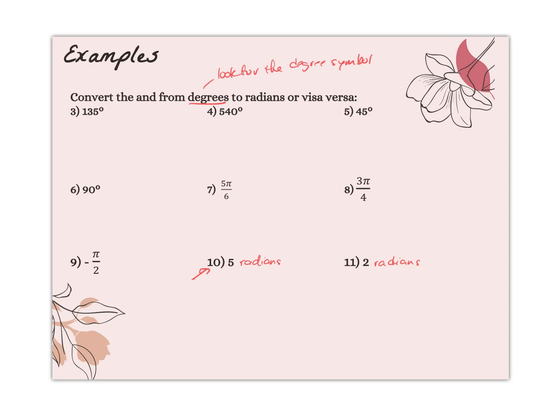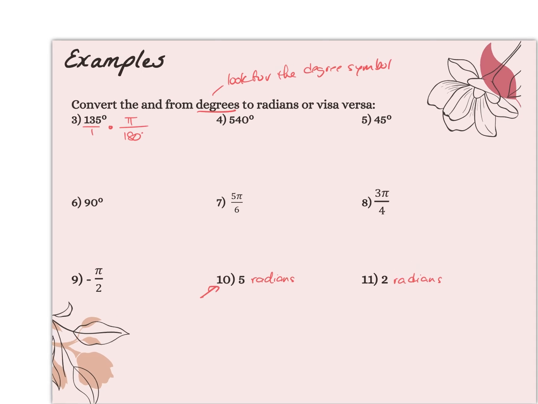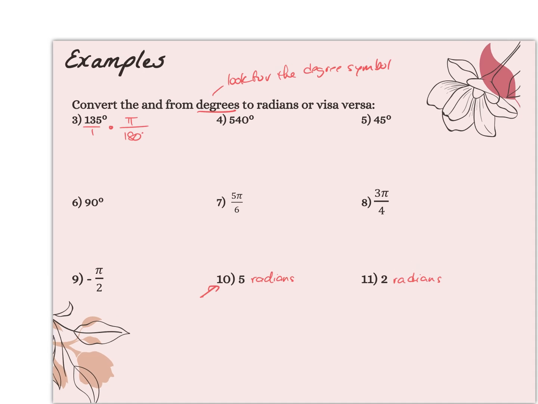Because this is degrees and I want to get rid of degrees, I'm going to multiply it by 180 degrees, and pi is going to be at the top. I like to simplify before I multiply, and I know that 45 goes into 135 3 times, and 45 goes into 180 4 times. Now I can multiply across the top, and I get 3 pi over 4. So my answer is 3 pi over 4 radians.